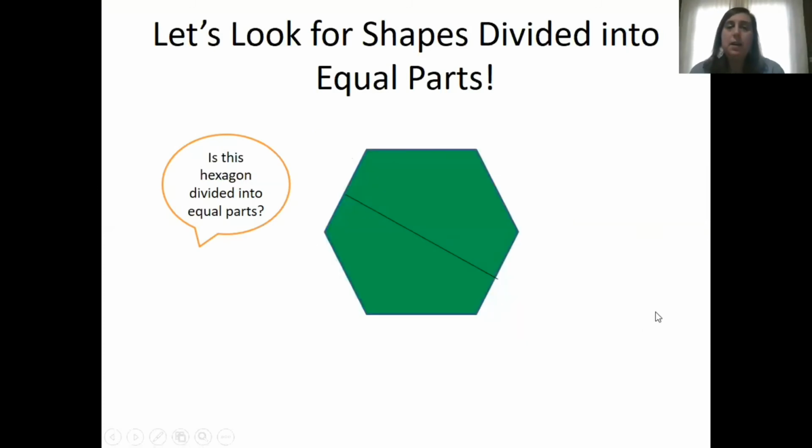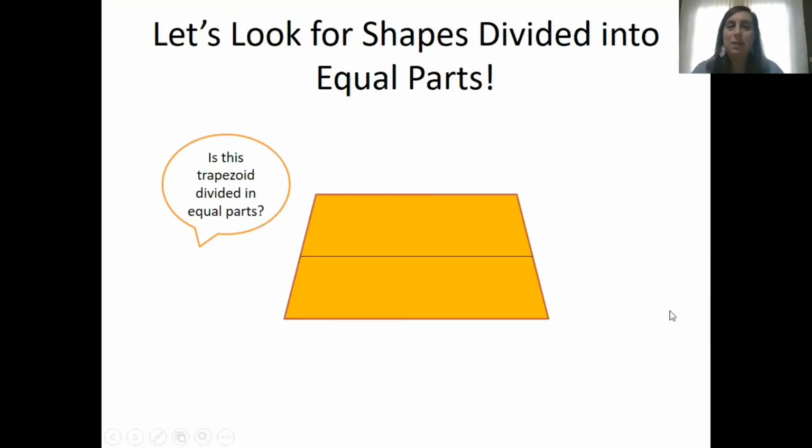What about the hexagon? See how it's divided right down the middle of this side and this side? So it's a yes. That is definitely divided into equal parts. Now the trapezoid's a little harder. Remember, a trapezoid gets bigger as you go down the side. So do you think dividing it here would make it equal? Yes or no? It's not, because you can see here, these sides are going to be smaller than these. So they're not equal.